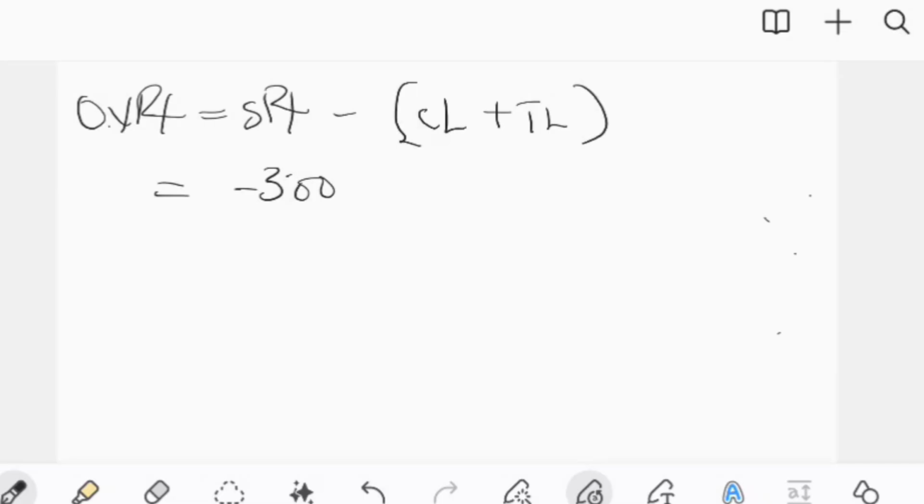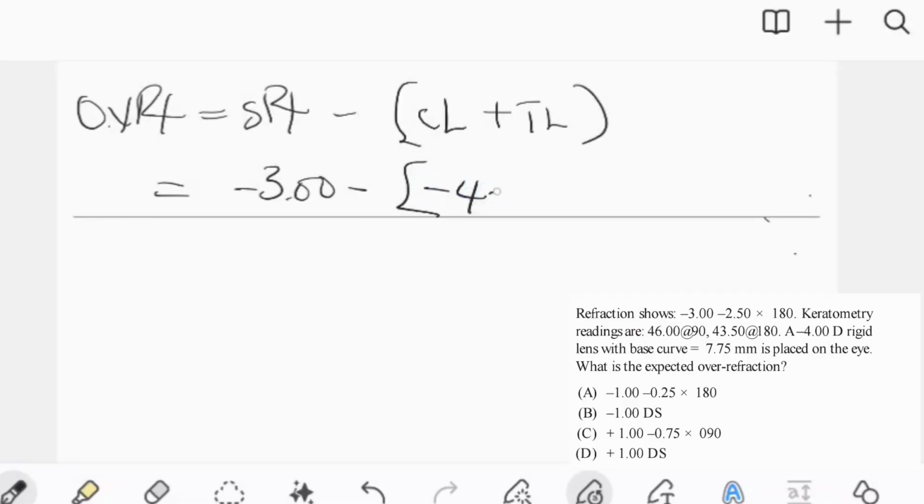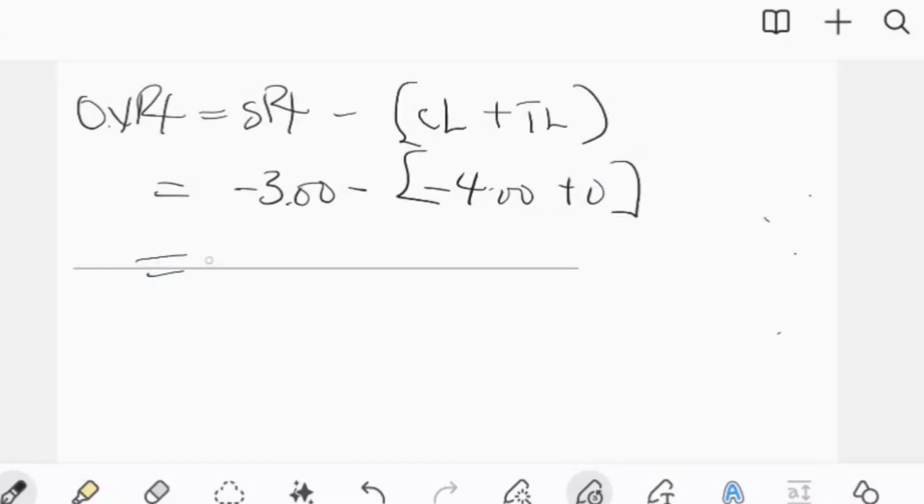Once it's a rigid contact lens and the cylindrical aspect of the prescription is less than -3.00, you don't have anything to do with the cylindrical aspect. Just take the spherical aspect of the prescription. So the spherical aspect of this prescription here is -3, then -3 minus, in brackets, the power of our rigid contact lens, which is -4, and our tear lens from our calculation is 0.